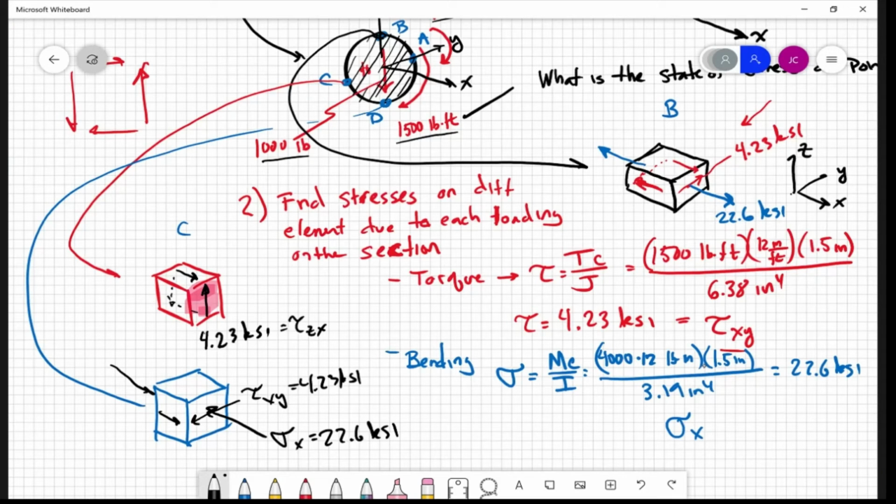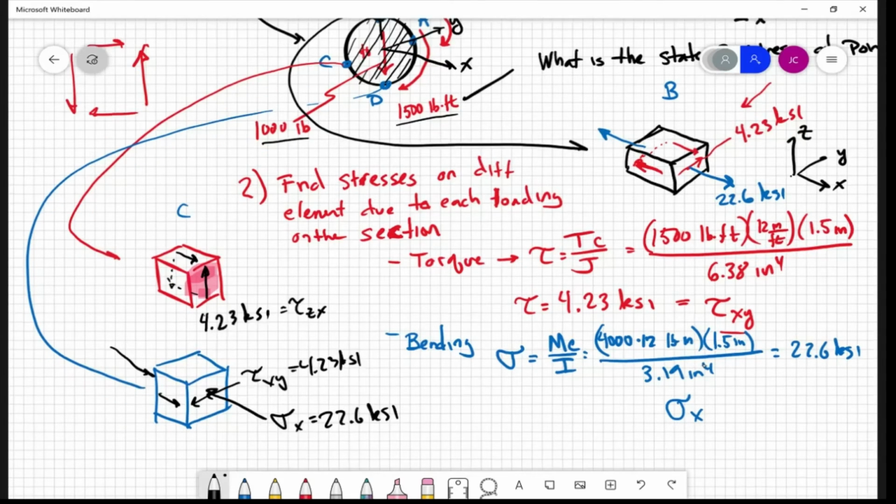Now, lastly, right, we have to do, let's find another color, let's do green, I guess. We have to do the shear stress, right? We get the shear stress, the transverse stress due to this shear force acting down. These are usually the smallest, right? And so we got the transverse shear.